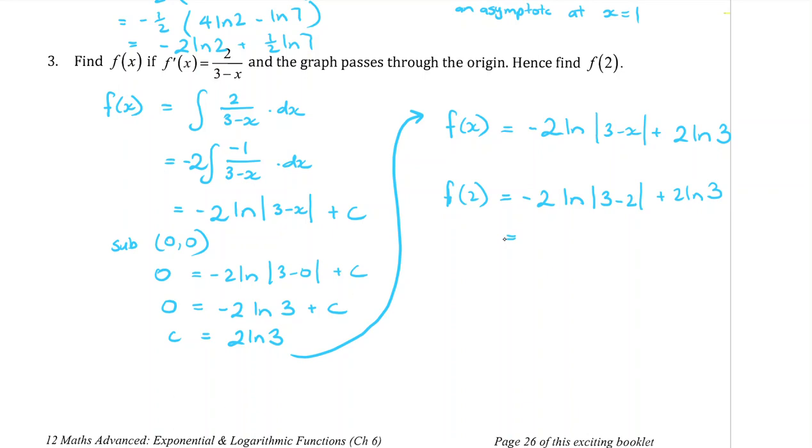All right, 3 minus 2 in the absolute values here is 1. ln of 1 is 0. So this whole thing here is just 0. So my answer is just 2 ln of 3 again.